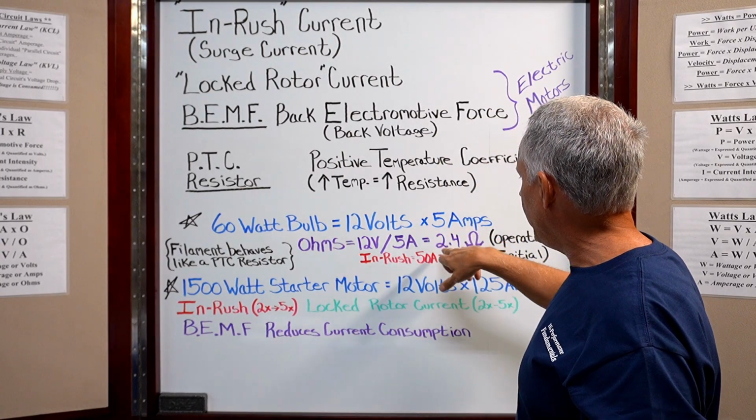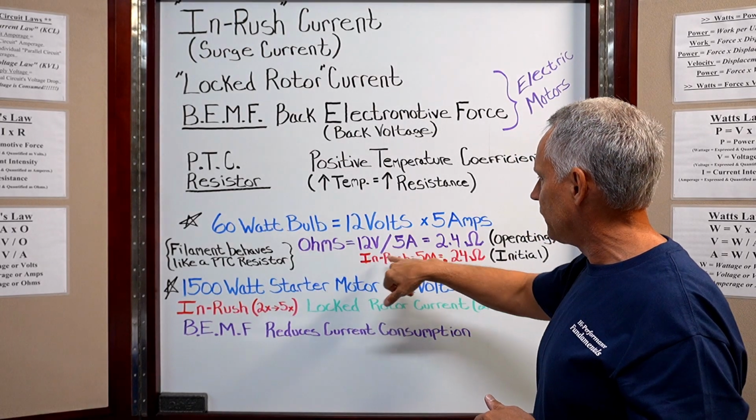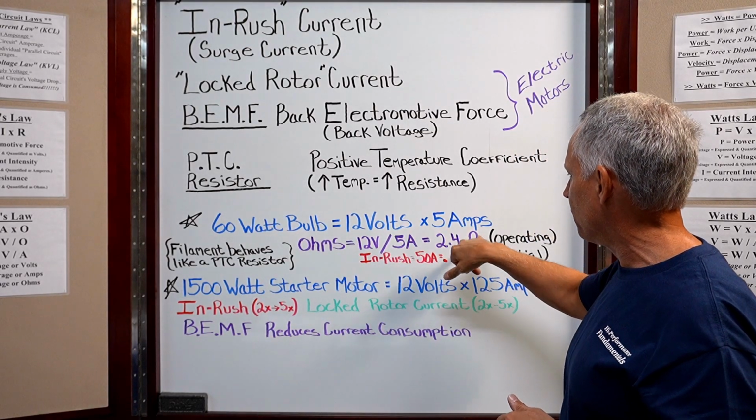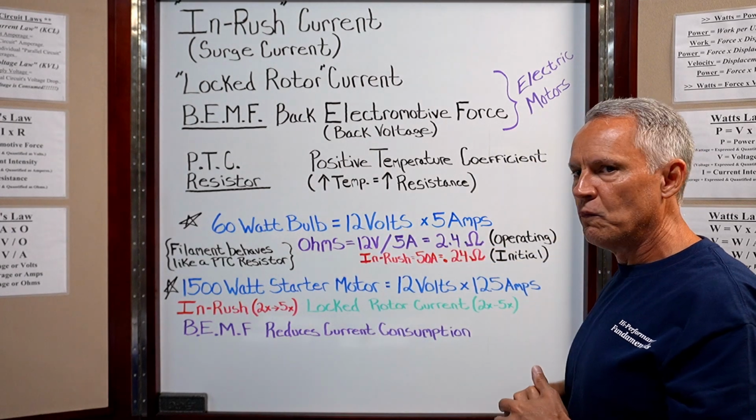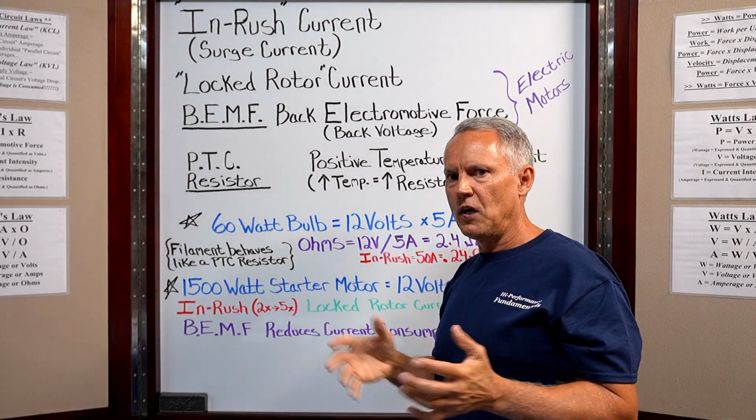So from there, we're using Ohm's law. We'll calculate the resistance in the circuit. So the ohm's value will be 12 volts divided by 5 amps. That must mean that the resistance of that bulb must be 2.4 ohms. Okay, all right, simple enough, right?